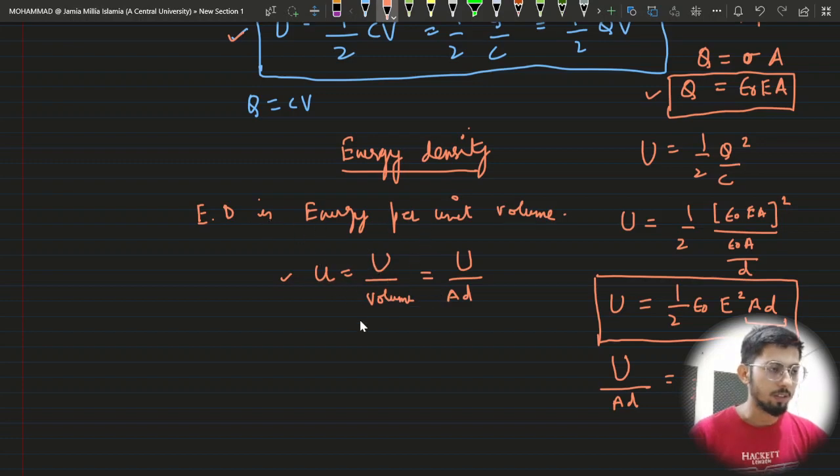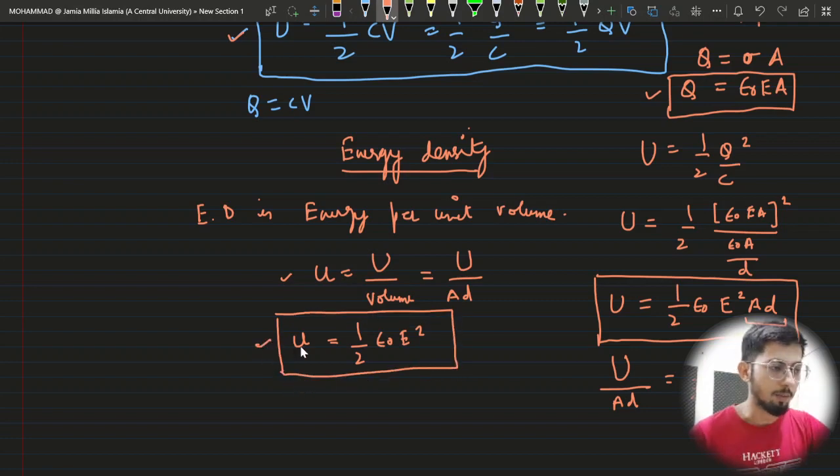Energy density. For a capacitor, it's U upon Ad. So U upon Ad, isn't it the same as this whole thing, which can be replaced by half epsilon naught E square? This is the energy density of a capacitor.